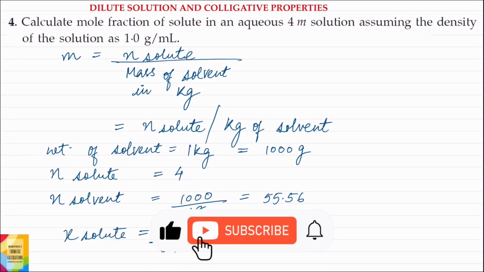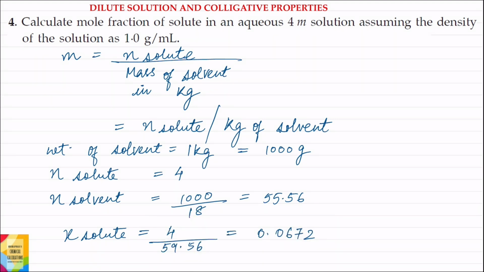Question 4. Calculate mole fraction of solute in an aqueous 4m solution, assuming the density of the solution as 1 gram per milliliter. Small m means molality. So molality of the solution is 4, and the formula for molality is moles of solute divided by mass of solvent in kg. So if we divide moles of solute by mass of solvent, what we get is moles of solute per kg of solvent.